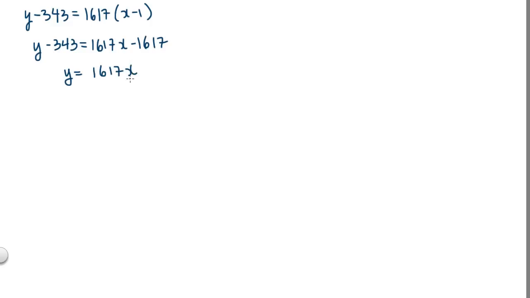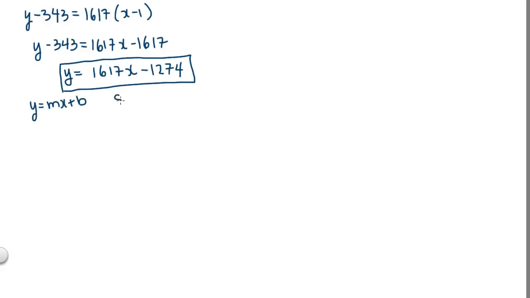So y is equal to 1617x minus 1274. Okay, so I calculated this value in advance. You may want to just pause the video, try this on your calculator, and make sure you can get a value that agrees with this one. Okay, so this is one good form to leave our answer in. We have written our answer as y equals mx plus b, which is known as slope-intercept form.